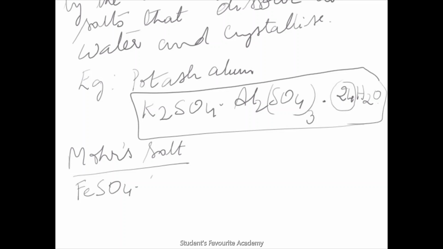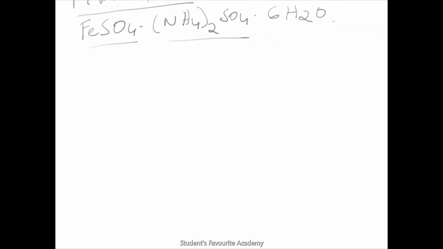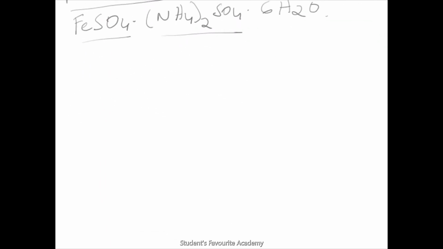FeSO4·(NH4)2SO4·6H2O. So that means Mohr's salt is formed by the union of ferrous sulfate and ammonium sulfate when dissolved in water. These two salts together with 6 molecules of water crystallize, forming Mohr's salt. Okay.